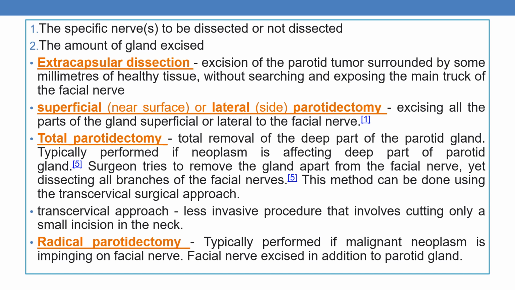Next, coming to radical parotidectomy. It is typically performed if a malignant neoplasm is impinging on the facial nerve. In radical parotidectomy, the facial nerve is also excised in addition to the parotid gland. These are some of the various types of parotidectomy.